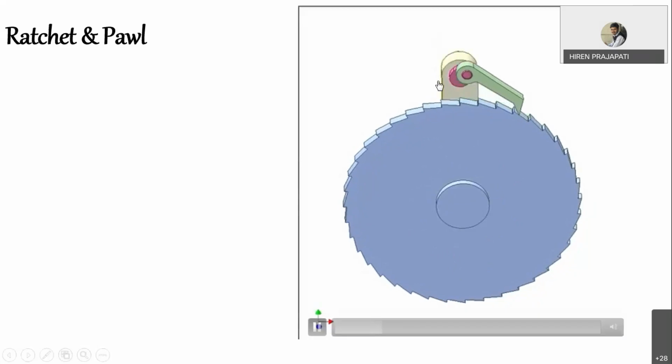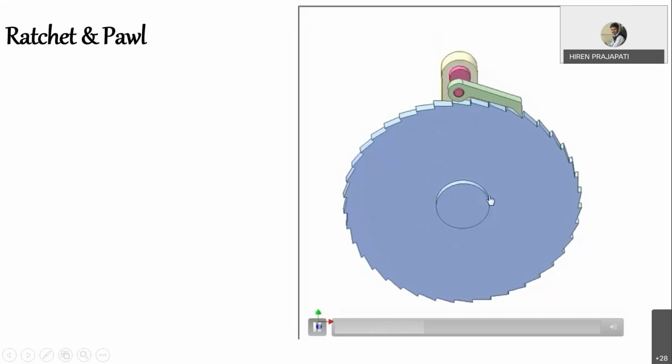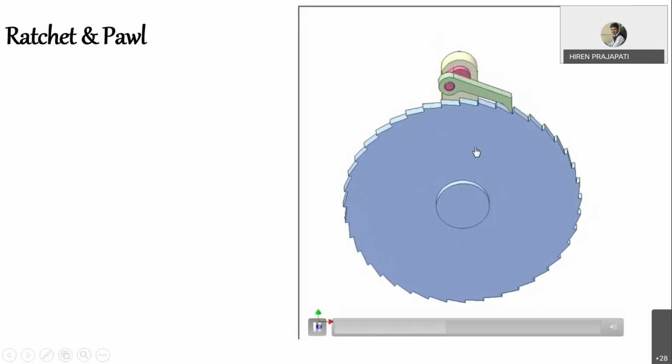So here this magenta wheel is giving you continuous motion, but at the end, this is your input, and at the output on this blue ratchet wheel you get intermittent motion.